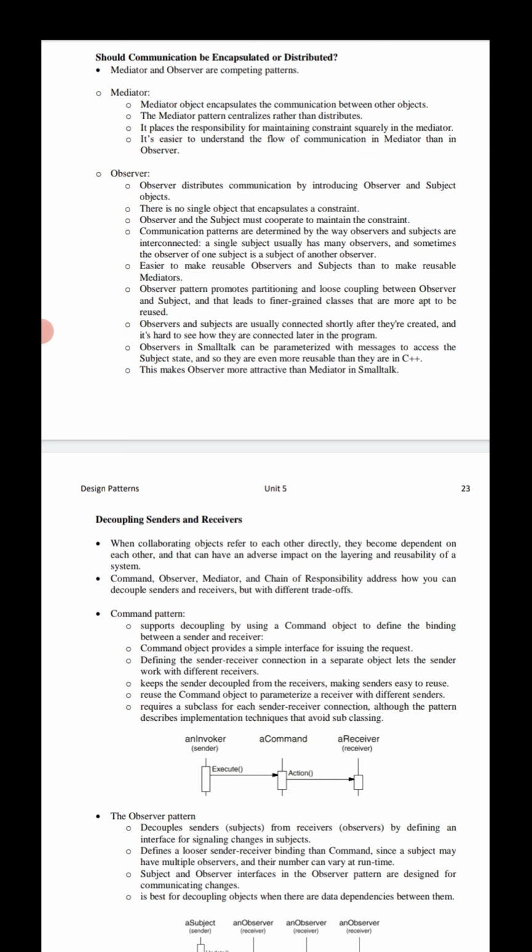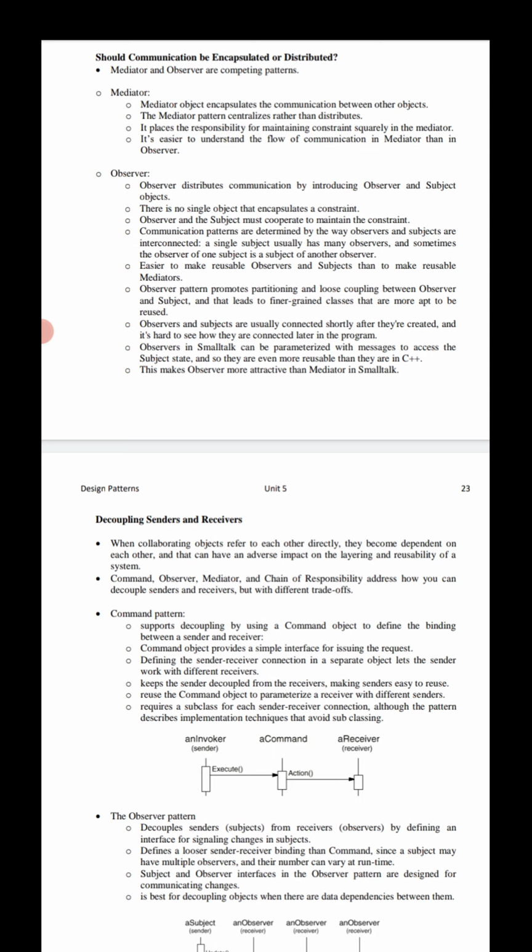Coming to the observer design pattern, how should communication be distributed? In the observer design pattern there is no single object that encapsulates a constraint, in the sense of a condition. Instead, the observer and the subject must cooperate to maintain the condition. Here we need to determine how observers and subjects are interconnected.